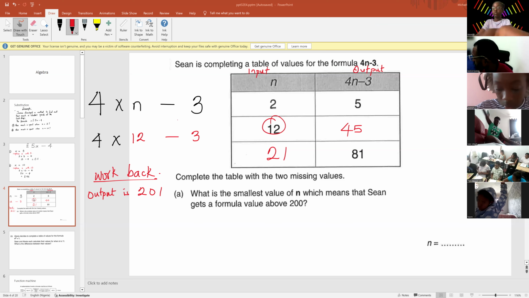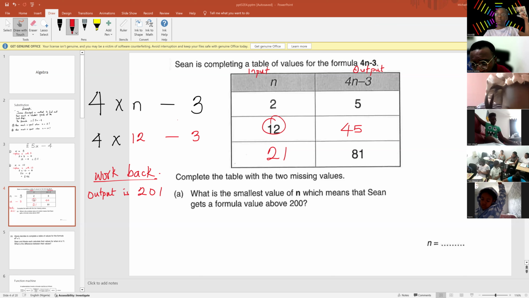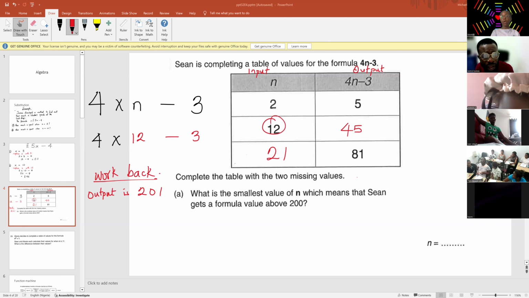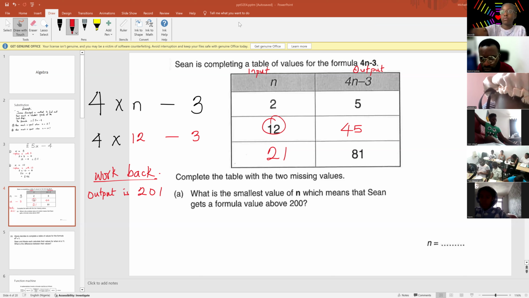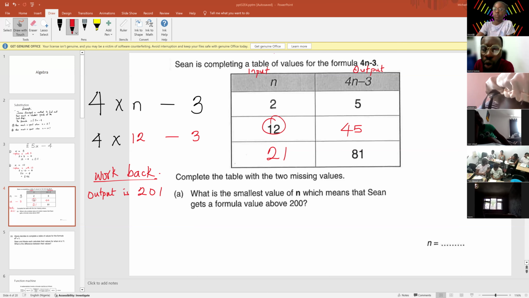Emma, do you have an answer for me? I don't get any of it. I don't get how I got 21, and I don't know how to work it out. Same. It's just really confusing. Mr. Michael, she said that she doesn't get how she got 21, and I wanted to say the same. Sarah, talk to me. I don't get how we're supposed to work it out.